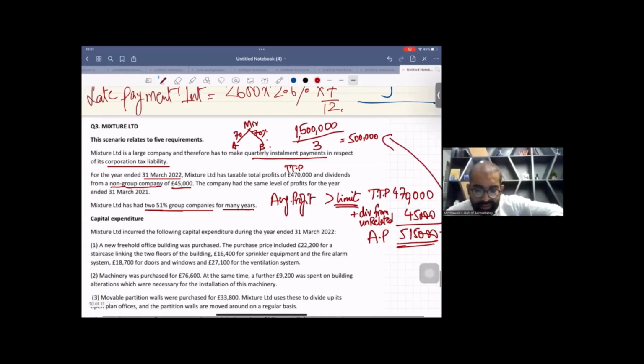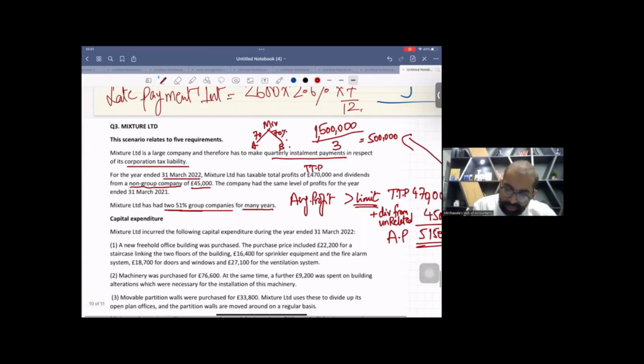But look at this, look at the story. The company had the same level of profits for the year ended 31st March 2021. That means last year the story was still the same, so we were also a large company last year, and this year also we are large. So yes, we can't stay away from installments. We have to pay tax in 4 installments, as it is a 12 months accounting period.